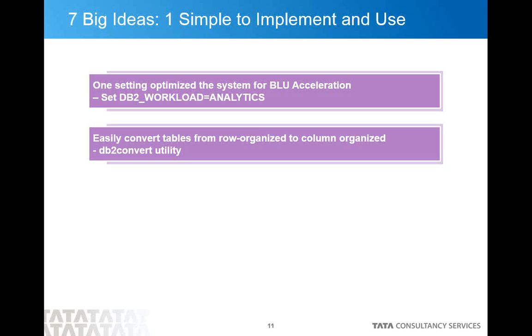Moving on to the next slide, we can see IBM has introduced a single registry parameter, DB2_WORKLOAD=ANALYTICS, in order to convert the database to one suitable for analytical workload. So with the setting of a single parameter, a lot of things are automated. Say we have memory parameters, workload management, storage attributes, all are automated.